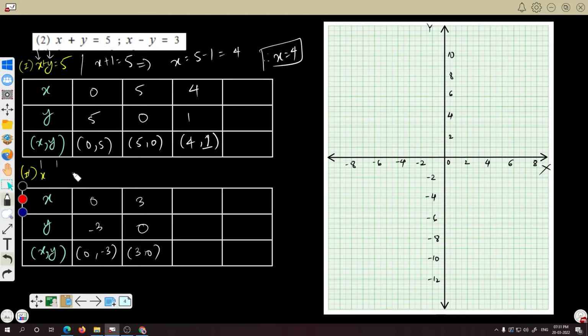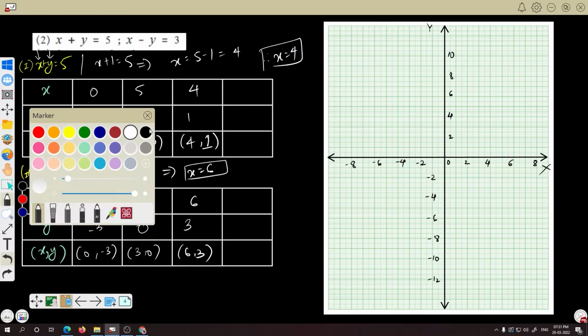Now I'll use some other value for y. If I take y as 3, then the equation will be x minus 3 is equal to 3, which means x is equal to, shift this minus 3 on the other side, 3 plus 3, which will be 6. Coordinates are 6 comma 3. Now we have 3 coordinates or 3 points for both the equations. So we'll plot the graph.